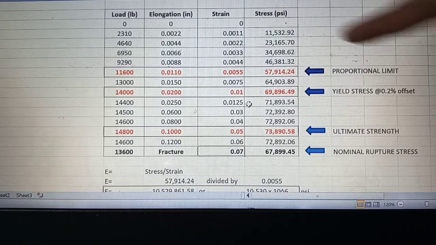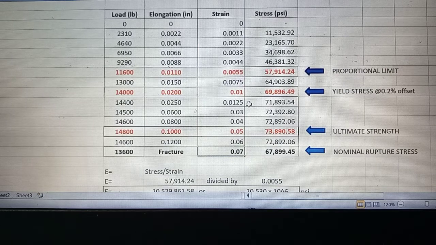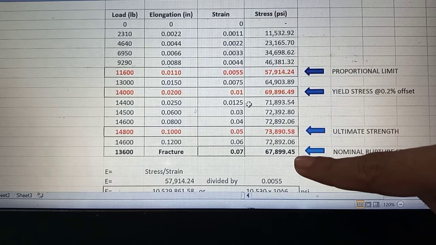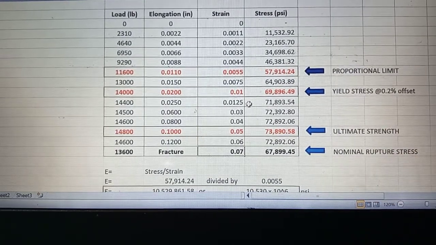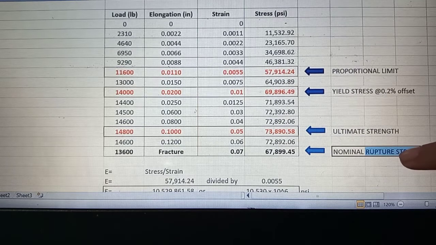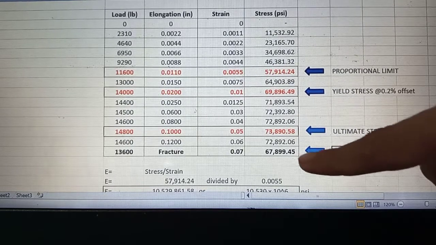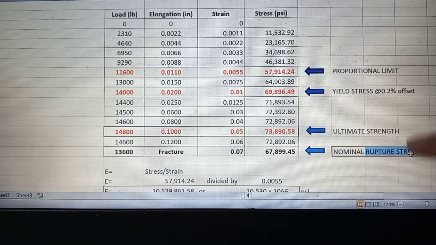The same formula: the stress is equal to the load divided by the cross-sectional area, which is pi over 4 times 0.505 squared. So we get 67,899.45. The nominal rupture stress is the value of stress at the point of fracture. It is usually smaller than the ultimate strength.